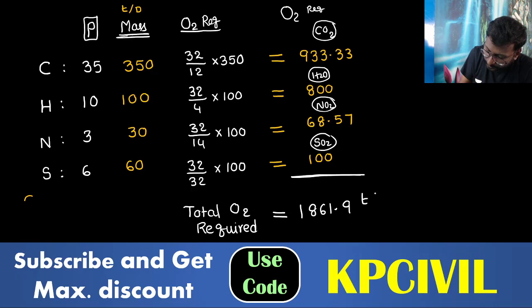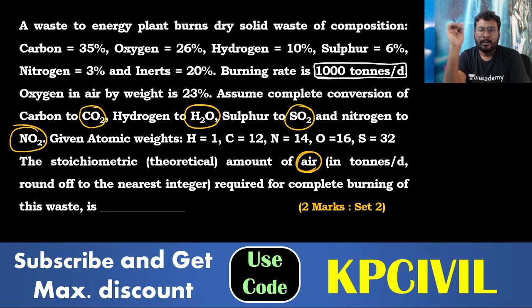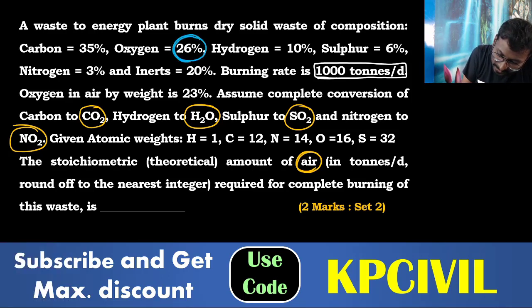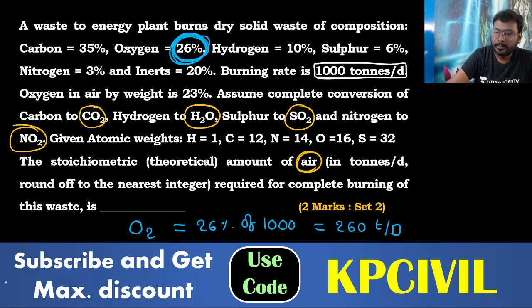1861.9 ton per day. And very important, oxygen is already available in the waste. We miss this. Already available oxygen in the waste is 26%. So oxygen in the waste is 26% of 1000 tons, which is 260 tons of oxygen already there.